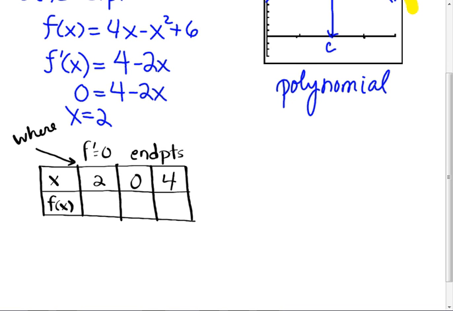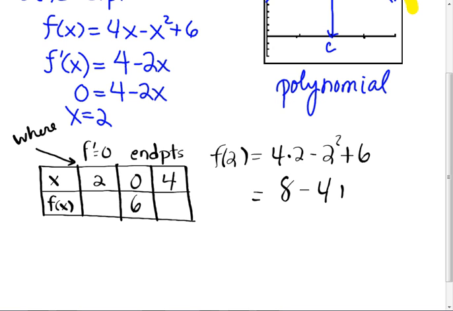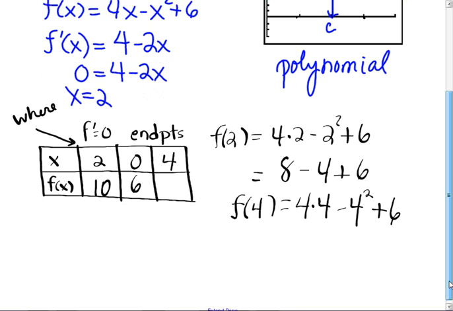So what's f of 0? I do the easy ones first. That's 6. And f of 2 is going to be 4 times 2 minus 2 squared plus 6. 8 minus 4 plus 6. That's a 10. And then I have to do f of 4, which is equal to 4 times 4 minus 4 squared plus 6.